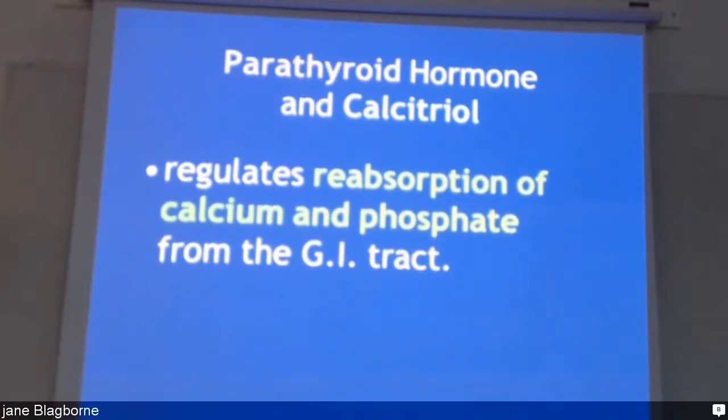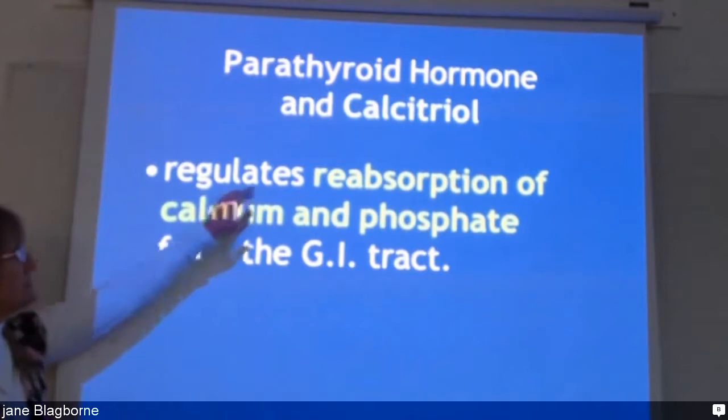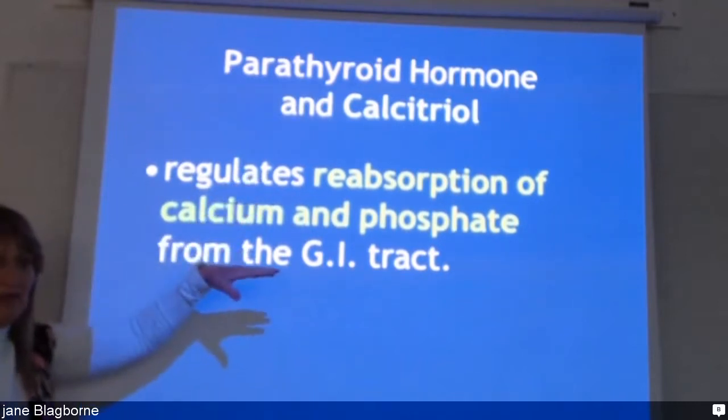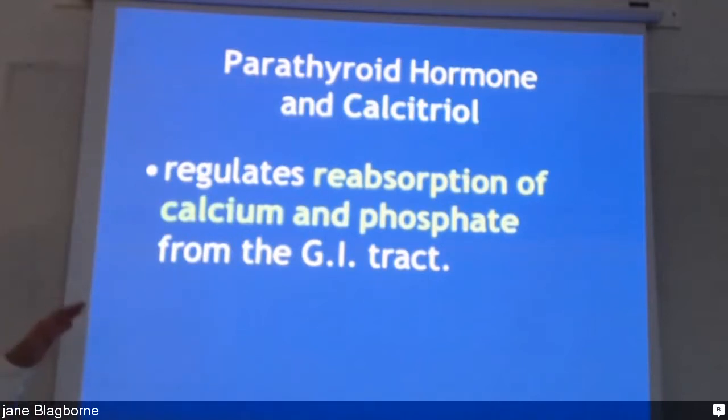So parathyroid hormone and calcitriol, you've heard that before, regulate reabsorption of calcium and phosphate from the GI tract. Now, when you see this on your exams, anytime I've been reading the exams, when calcium is mentioned, calcitriol is mentioned somewhere in the answer. You know, it's already giving you a hint. If you can be calm during an exam, you can pick out a lot of hints. But if you're scared and nervous, you're not thinking clearly, you miss all those little subtle hints.